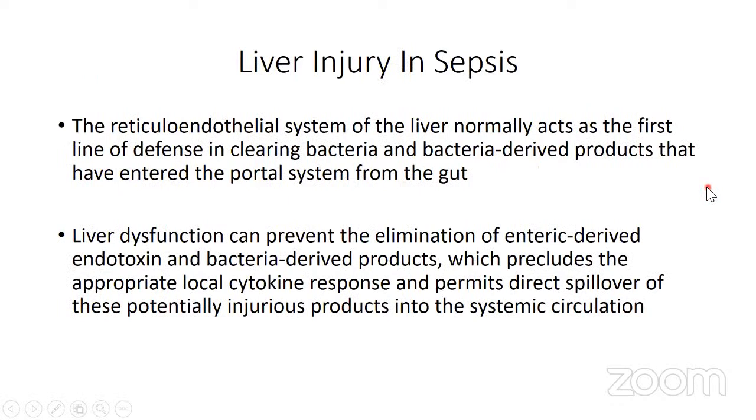Then the liver. The reticuloendothelial system of the liver normally acts as the first line of defense in clearing bacteria and bacteria-derived products that have entered the portal system from the gut. Liver dysfunction can prevent the elimination of enteric-derived toxins and bacterial-derived products, which precludes the appropriate local cytokine response and permits a direct spillover of these potentially injurious products into systemic circulation. So just know the liver is a big detoxifier. If it's not there, even some of these products just end up spilling over and they cause problems.